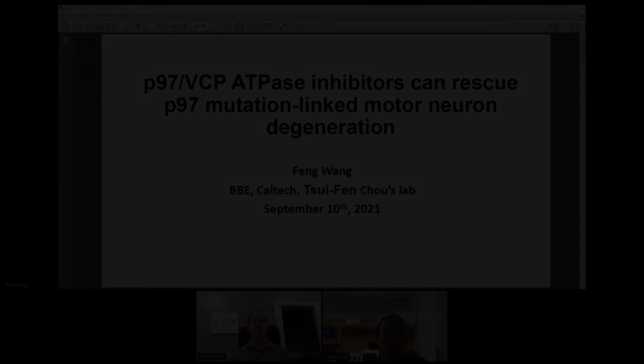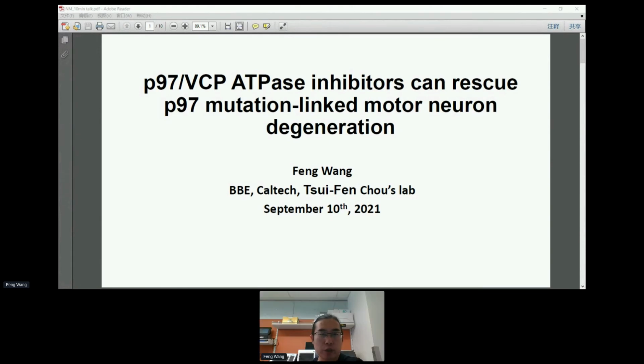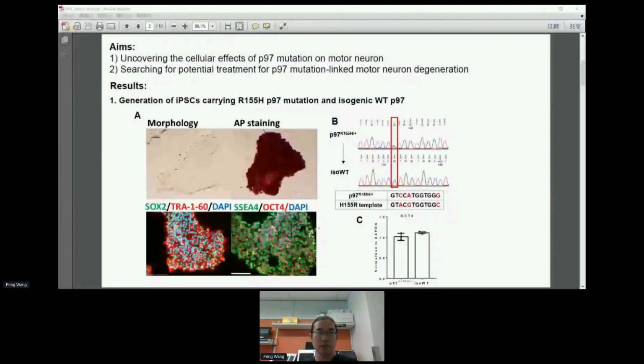Okay, I'm Feng. Today I'm going to share some results we recently got about how a P97 inhibitor can rescue some neurodegeneration features. We heard a lot about this from yesterday and this morning. So for our group, our aim is to uncover the cellular effects of P97 mutation on motor neurons. And the second one is searching for potential treatment for P97 mutation-linked motor neuron degeneration.